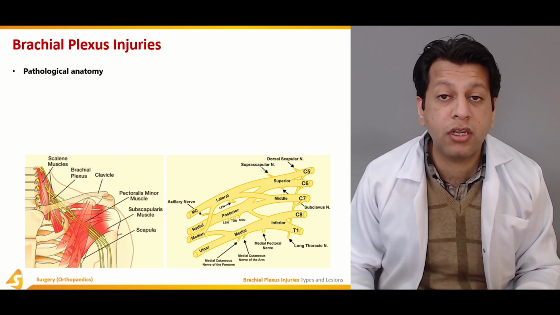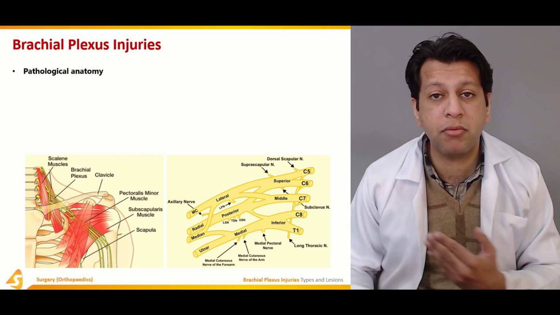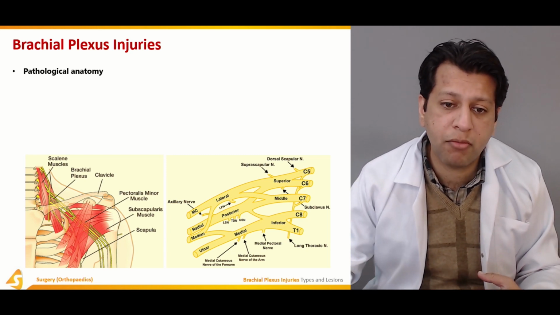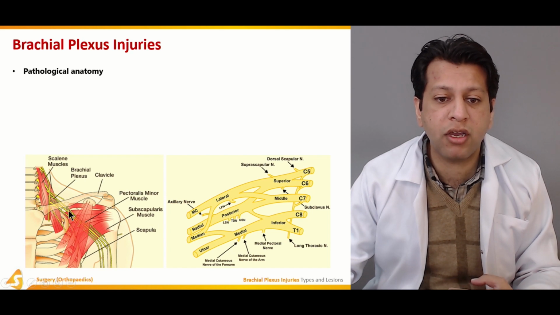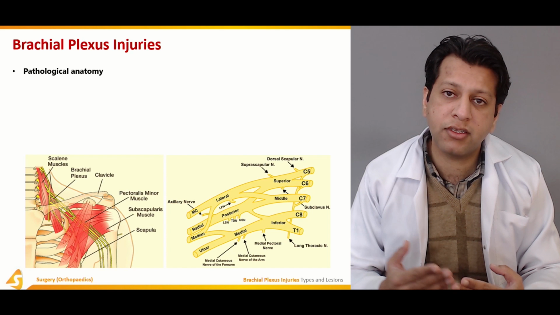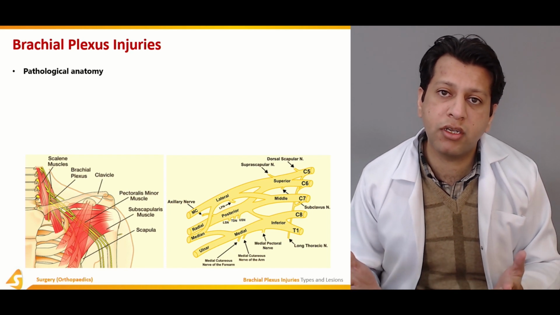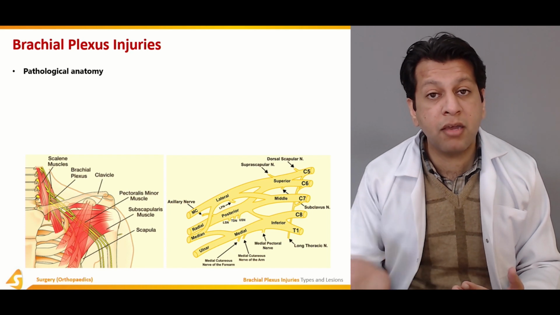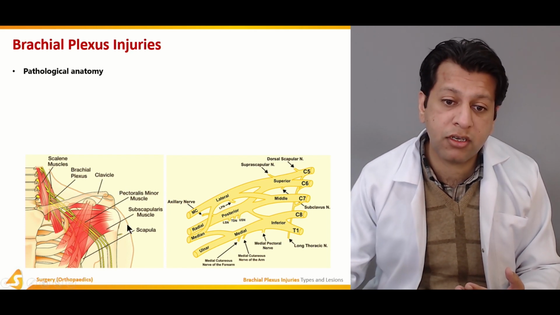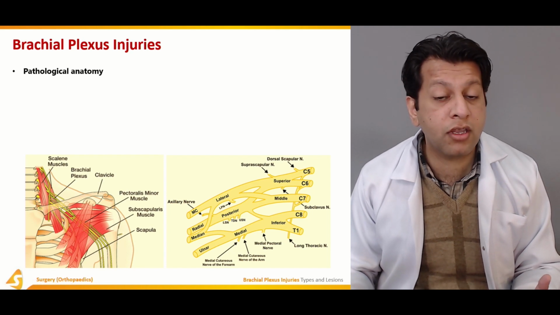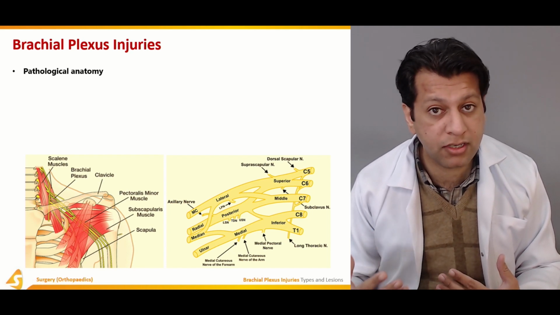Coming to the pathological anatomy, they can be injured either supraclavicularly or infraclavicularly. For example, due to a stab wound somewhere over here above the clavicle, when the scalene muscles are damaged, the brachial plexus exits from between the anterior and middle scalene muscles. This is where it can get damaged. It can also get damaged at the level of the clavicle, resulting from a comminuted high energy fracture of the clavicle. Although this is very rare, yes, it can occur.